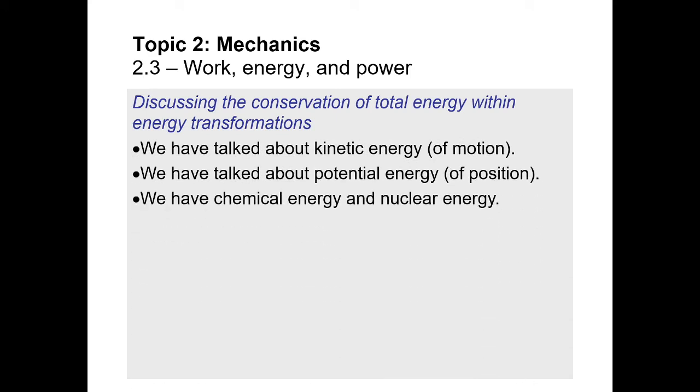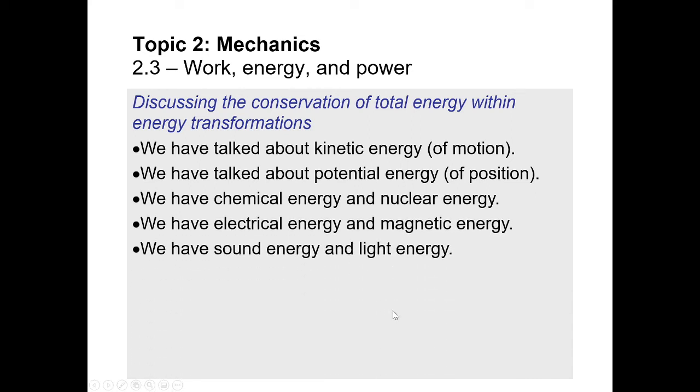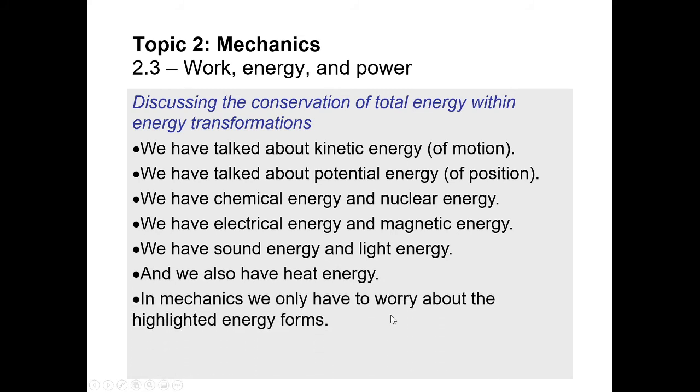Now we have so far talked about kinetic energy and gravitational potential energy. There will be other potential energies. There are so many types of energy, some which we're going to learn how to calculate in grades 11 and 12, and some that we're not even going to get to in high school that you'll learn about in university. There's chemical energy, nuclear energy, electrical energy, and magnetic energy. We have sound energy and light energy, and we also have heat energy. Now, really, in grade 11, we're only going to worry about kinetic, potential, and heat.